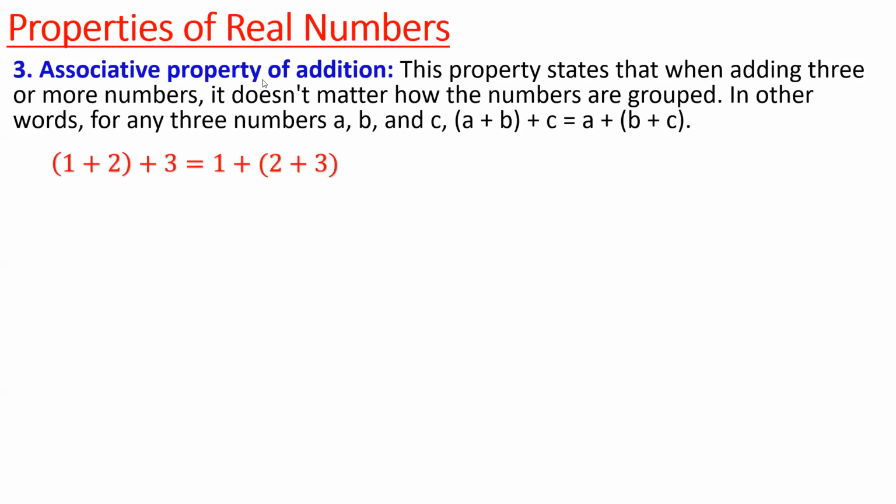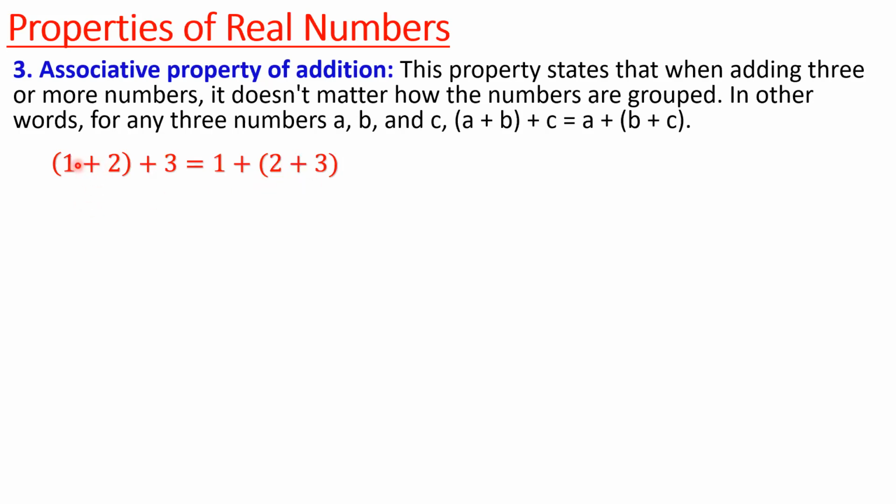Associative property of addition. This property states that when adding 3 or more numbers, it doesn't matter how the numbers are grouped. In other words, for any 3 numbers A, B, and C, (A + B) + C equals A + (B + C). Very good. So the associative property basically says that it doesn't matter how we group these things, so we still end up with the same answer.